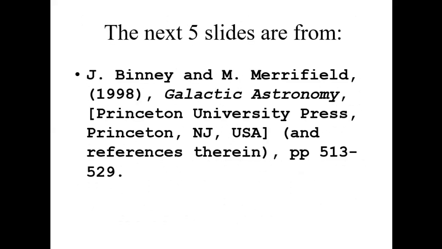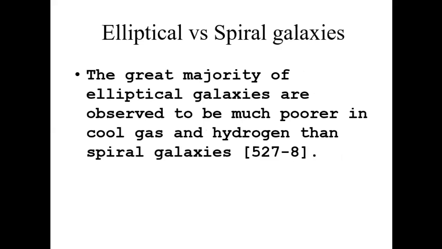The next 5 slides are from this book by Binney and Merrifield, which is a fairly thick book, and it's fairly detailed in terms of observations. It's an observational book. Okay, we're going to look at what's the difference between elliptical and spiral galaxies, which Binney and Merrifield put great emphasis on.